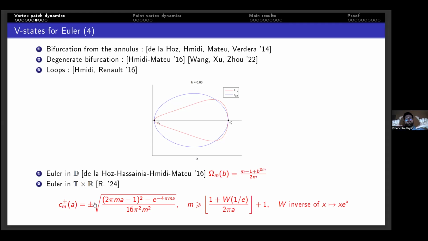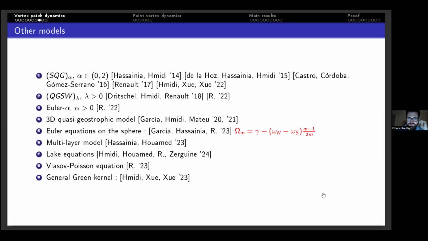So I took a strip. Since I periodize, I can consider just a compact patch, which is the fundamental domain that I repeat, and I look at the evolution of the upper and lower boundaries. So it's like having two boundaries, like the case of the annulus. So you have two bifurcation points for a given symmetry, and they are given by this expression, provided that you push the symmetry large enough. Also in this work, they have to push the symmetries. And W here is the so-called Lambert function, which is the inverse of this function. So this was for Euler equations in the plane, in the disk, and in T cross R.